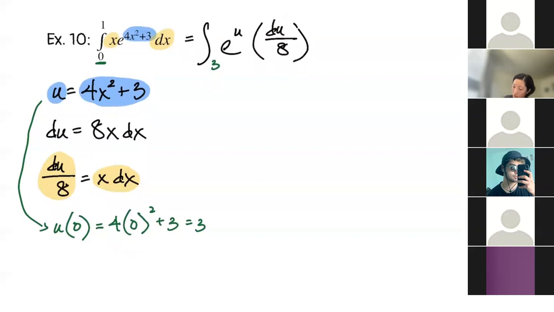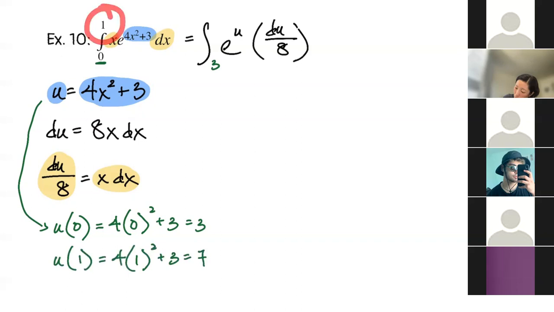How would I find the new number at the top? Find u of 1. Yeah. Let's take u and plug in 1. We get 4 times 1 squared plus 3, which gives us 7. That means that my x bound is 1, but with u, it will be 7. Okay. Yes, that is precisely it.